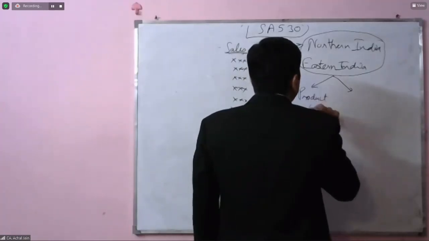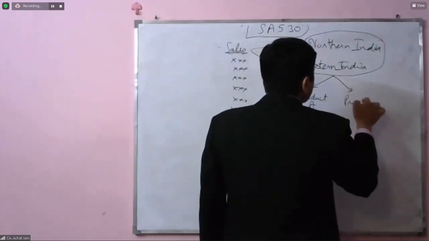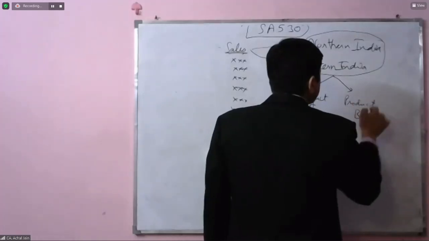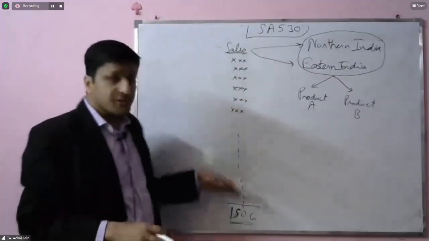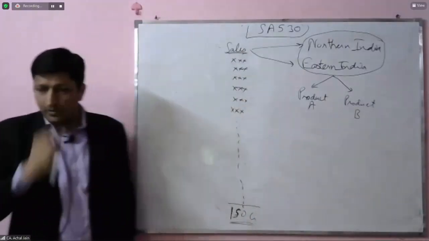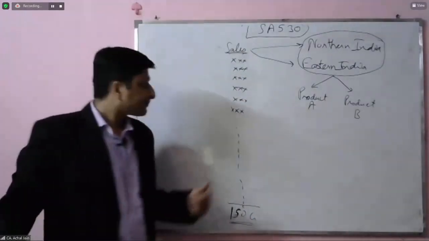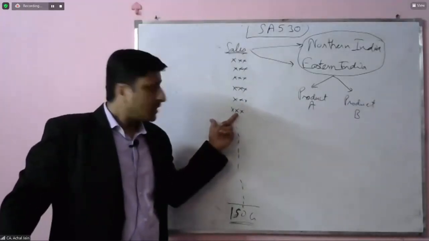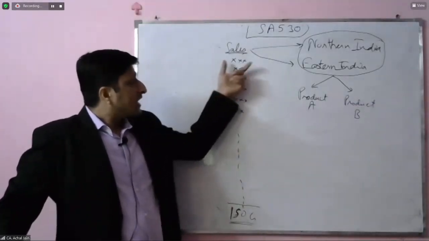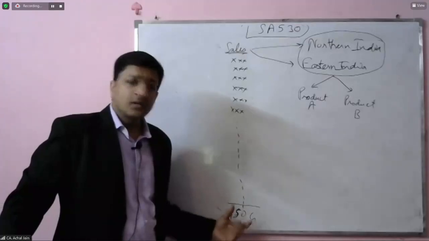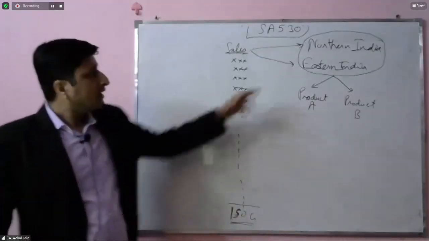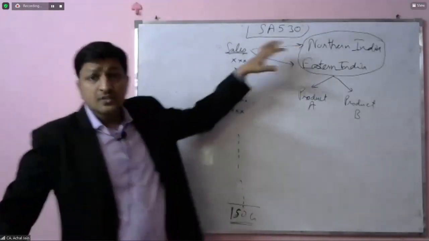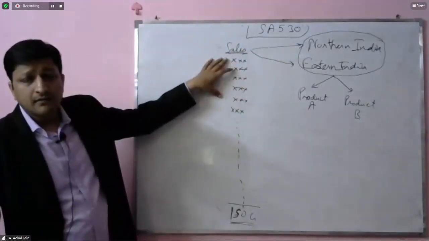Product A, product B. Once again, the data which the company has provided to the auditor is all mixed up. That means sales of A and B both are covered in this data, and sales in both these regions are covered in this data.